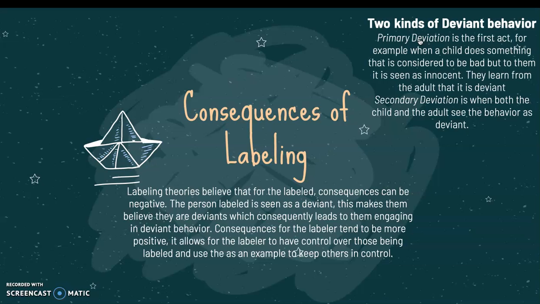There are two kinds of deviant behavior, as I mentioned before. Lemert made the distinction between the two. He coined the term primary deviation, which is considered to be the first act, when a child does deviant behavior but believes that it's innocent, and it's not until the adult labels it as deviant that it is considered deviant. Secondary deviation is an extension of that, the point in time where both the child and the adult now see the behavior as deviant.